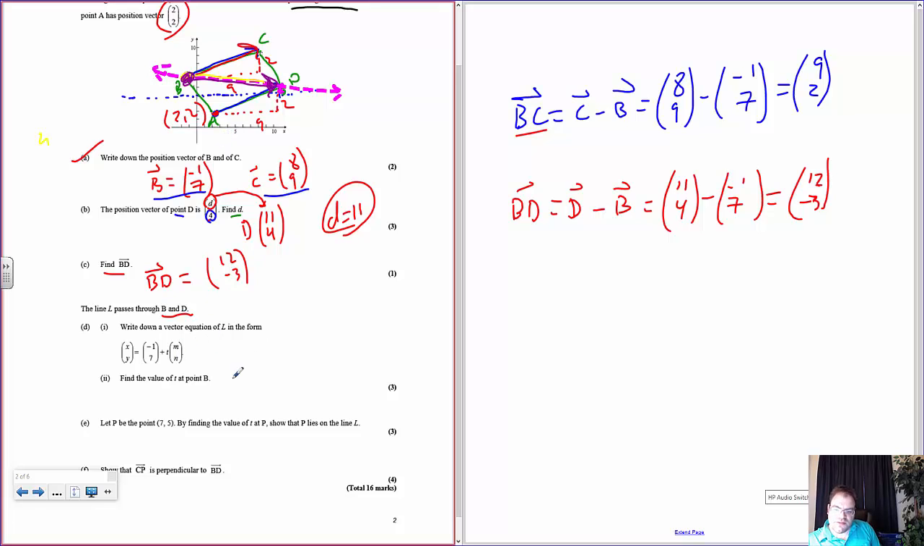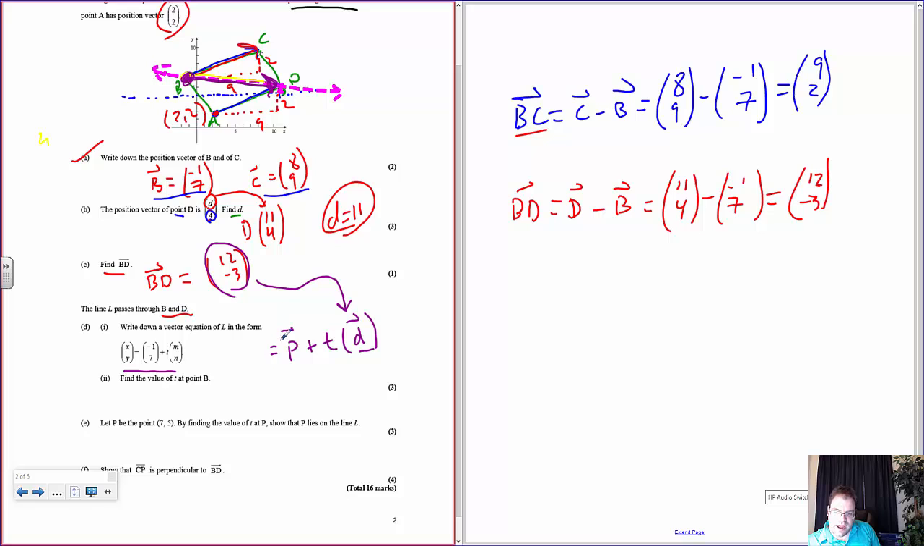When you write a vector equation of a line, you see what they're giving you here. It's really going to equal a point plus some scalar, which they usually call t, times direction. If I have a line that has B and D on it, I can make a direction from B to D, which is 12, negative 3. That's going to go here.